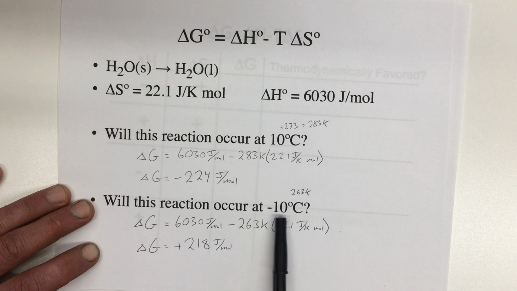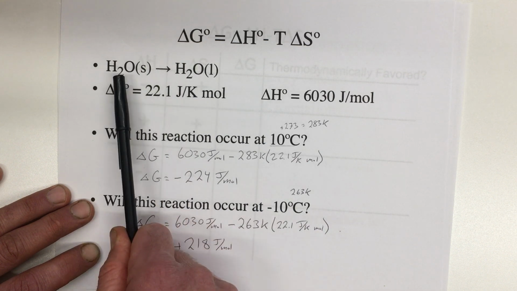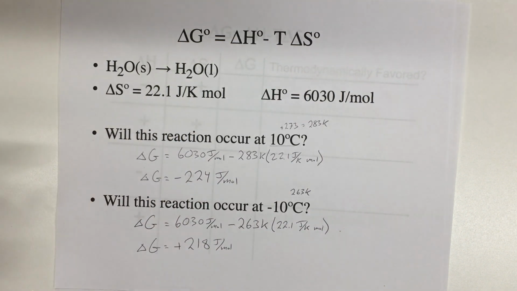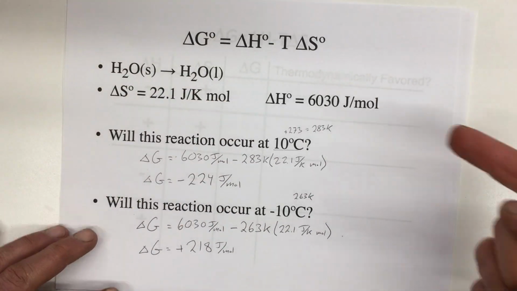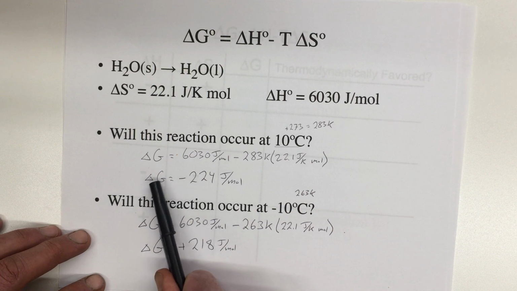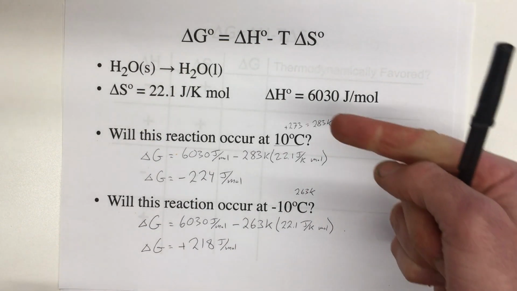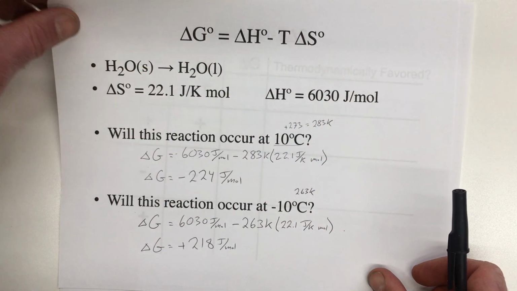And we know that to be true, that if you're at negative 10 degrees Celsius, liquid water will change into solid water. It'll turn into ice. So if it's not spontaneous in the forward direction, if it's not favored to go forward, it'll be favored to go in the reverse direction. And the negative sign for delta G is telling us it's favored to go forward. The positive sign for delta G tells us the reverse reaction would be favored or would occur.